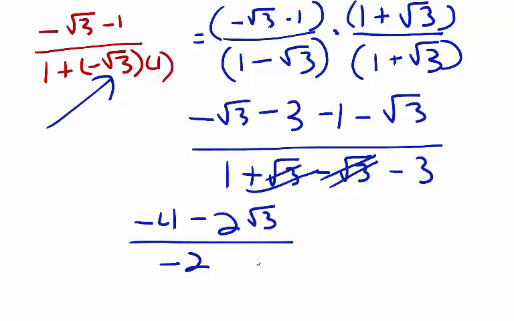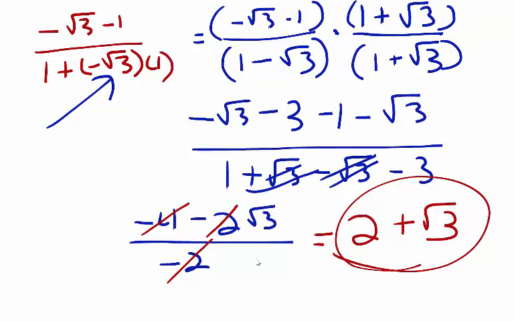Now, I can factor a 2 out of the entire expression, and at the same time factor out a negative. So in other words, I can factor out negative 2. That leaves me with 2 plus square root of 3, and that is my final answer. 2 plus square root of 3 is the exact value for the trigonometric function tangent of 75 degrees.